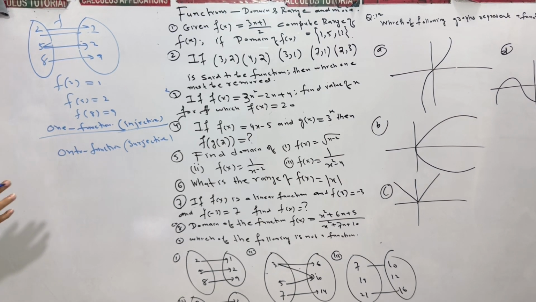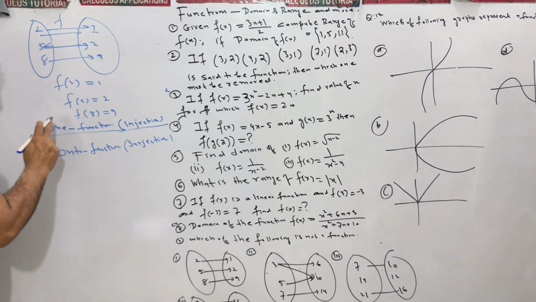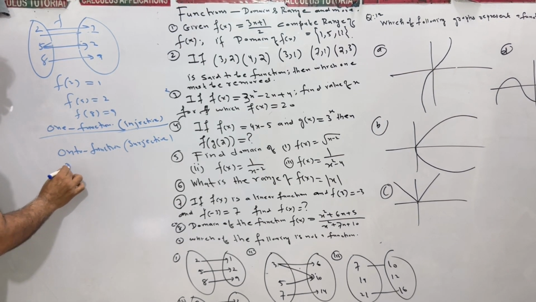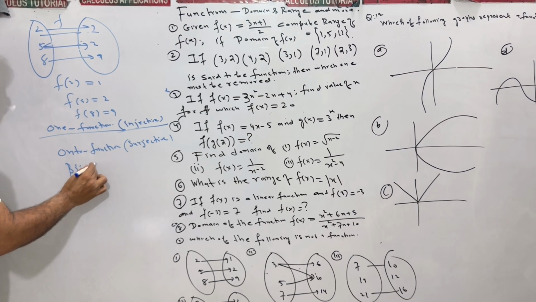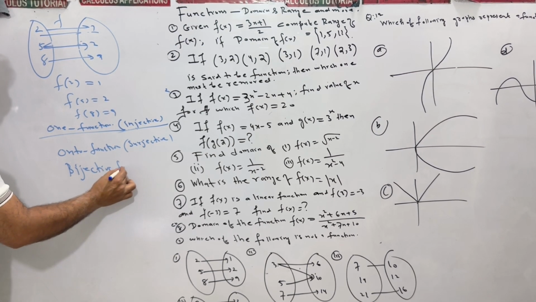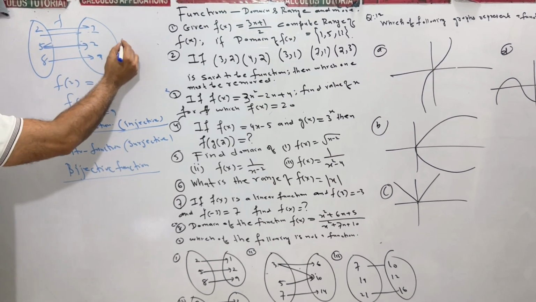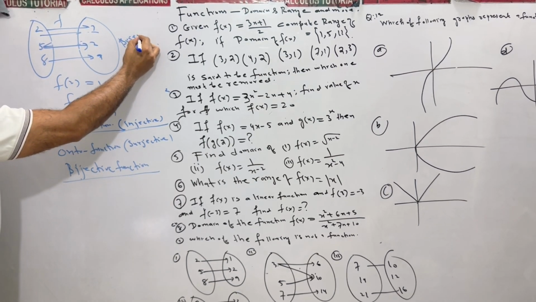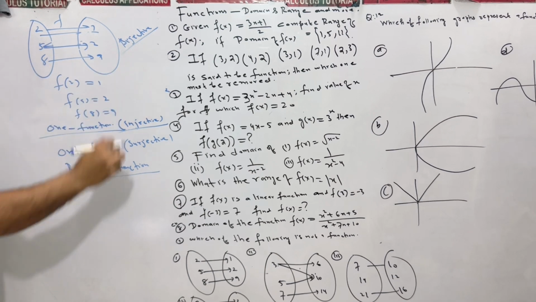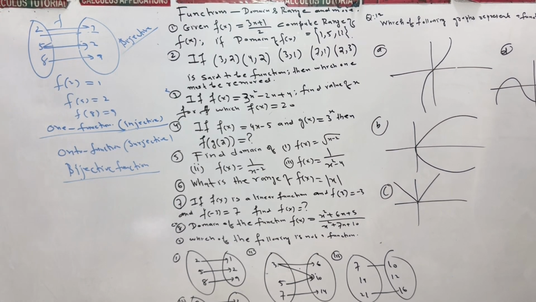If a function is one-one and onto, it is known as a bijective function. Some people call it a bijection. It's a bijective function. Okay, cool.